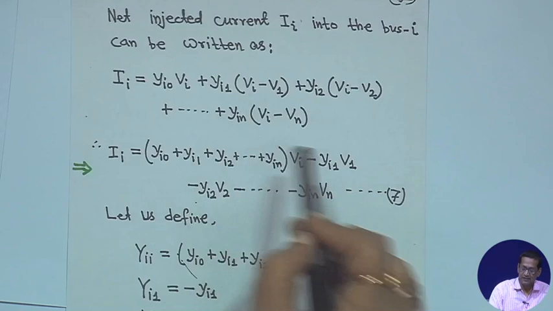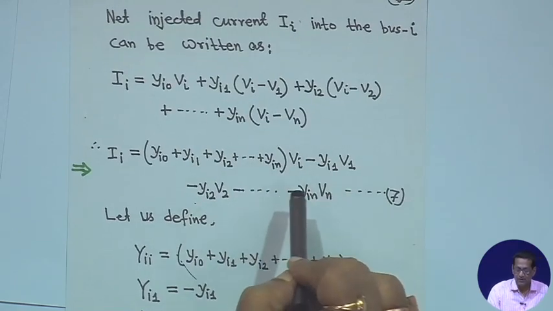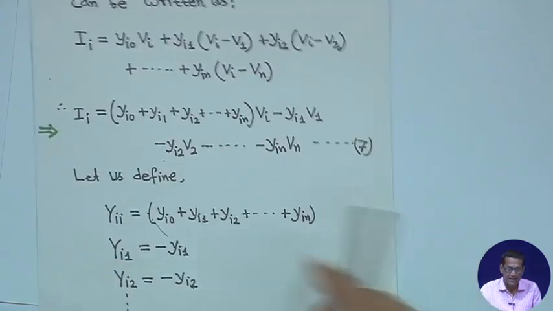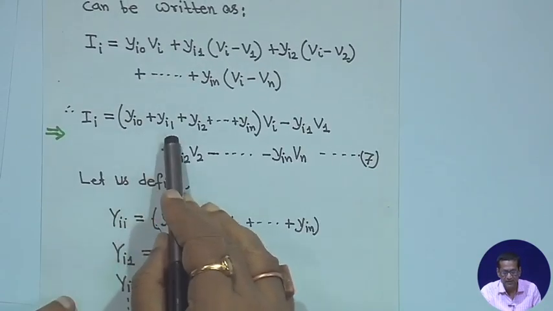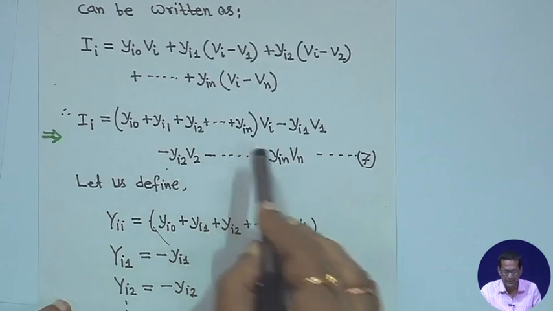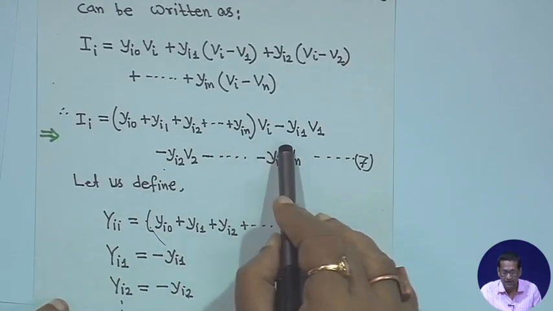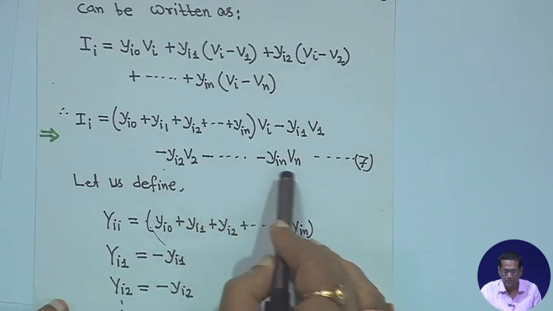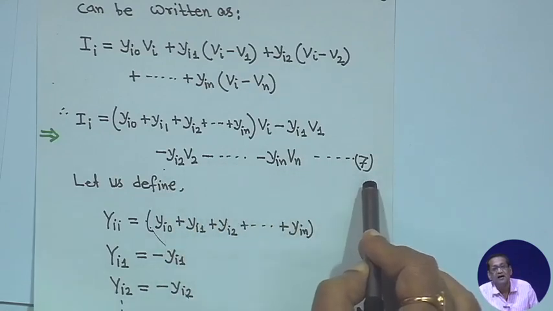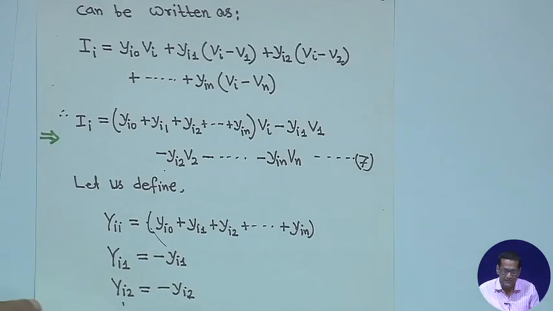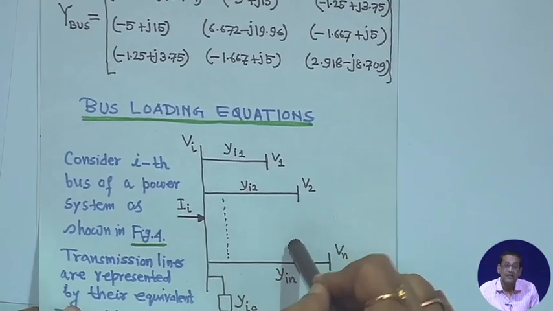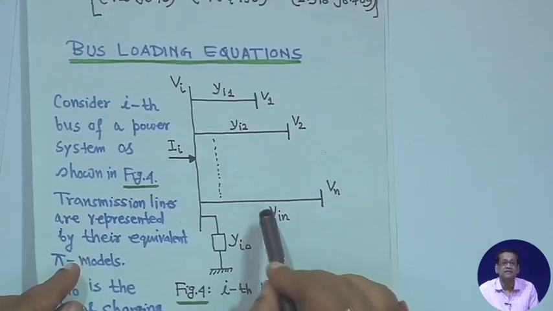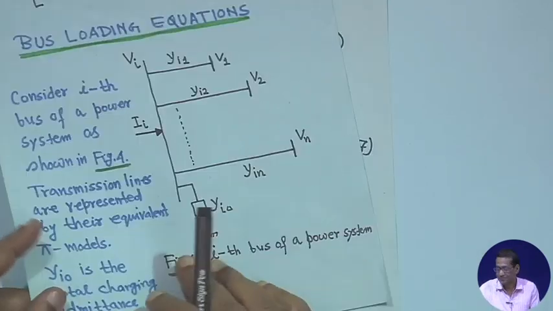Then you collect all the terms corresponding to V_i and V_1, V_2, V_n. Then I_i is equal to (y_i0 plus y_i1 plus y_i2 up to y_in) V_i, minus small y_i1 V_1, minus small y_i2 V_2, minus up to y_in V_n. This is equation 7, right. So, from this figure, you have learned how to write the current injection, very simple actually.